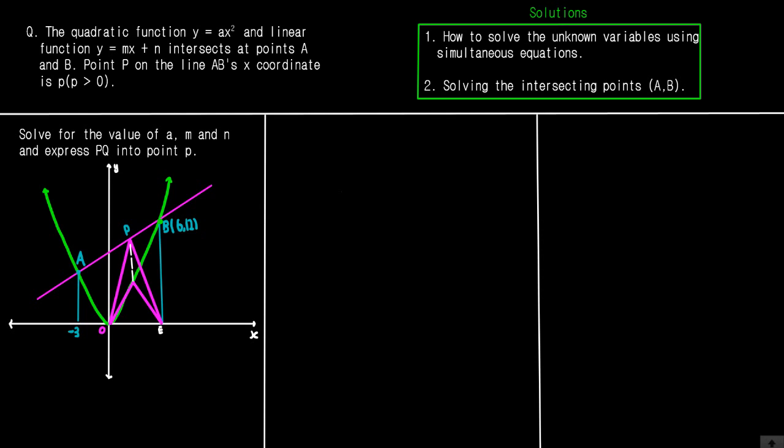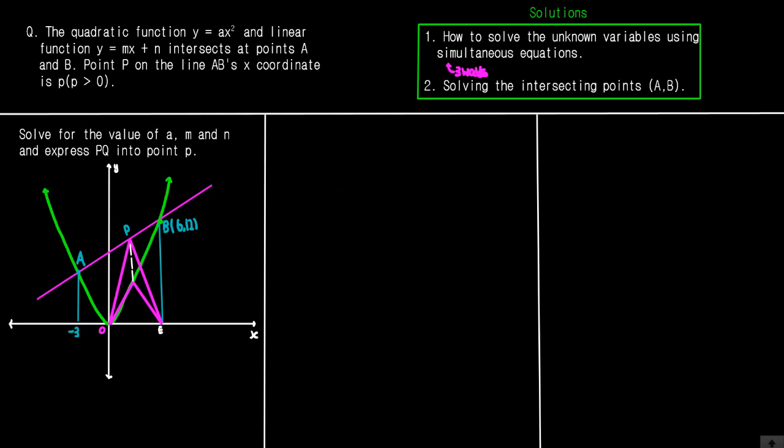There are two things that we need to remember when it comes to solving this kind of question. First of all, we need to think about how to solve the unknown variables, which means a, m, and n. When it comes to solving the unknown variables, we need to use simultaneous equations. There are three ways that we can approach simultaneous equations, and I'm going to talk about it in the next video.